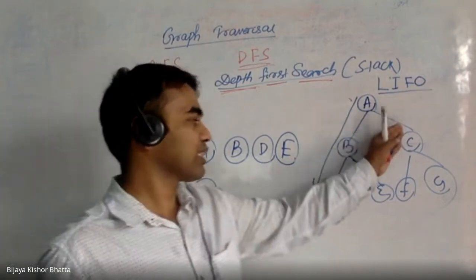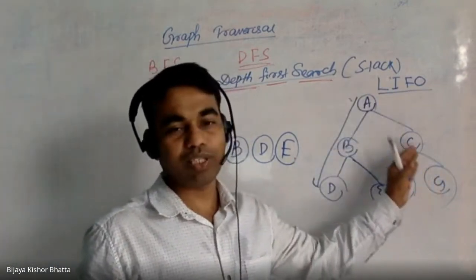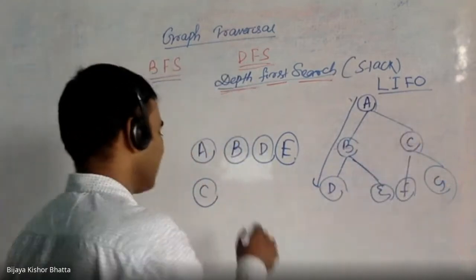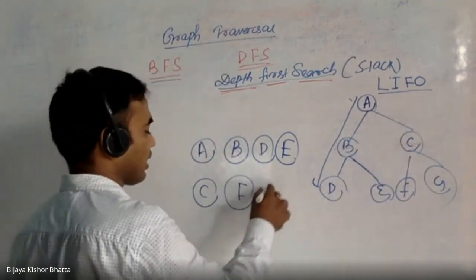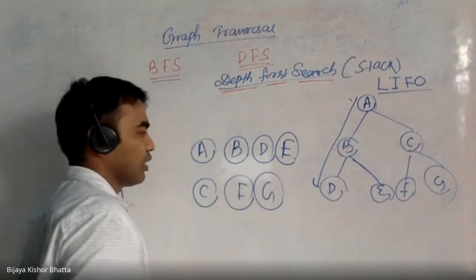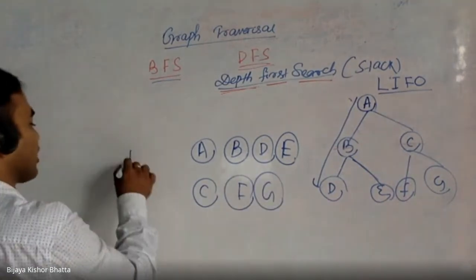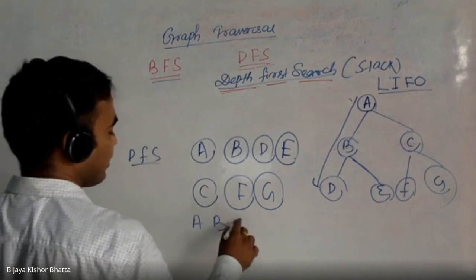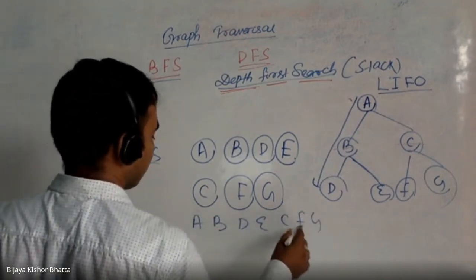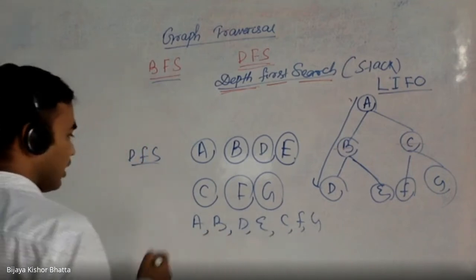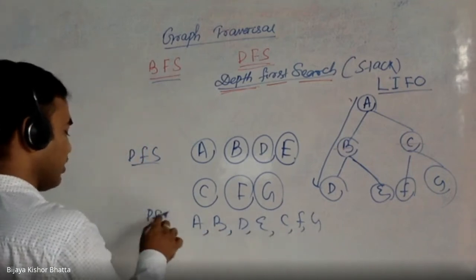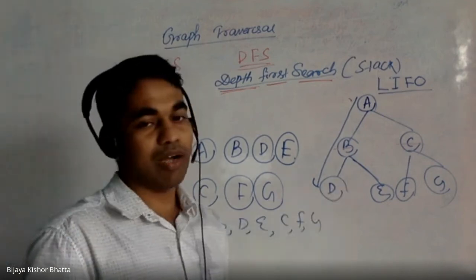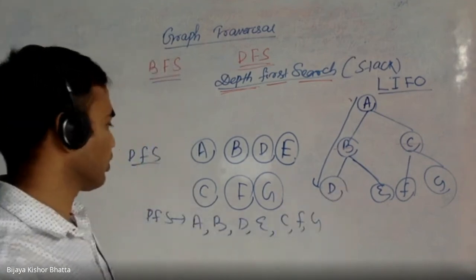Once I go for C, I will again go for depth. You can go for this depth or this depth, that is fine. Let me go for the left depth, so I will go for F. Once it is done, then I will go for G. So this will be my DFS traversal: A, B, D, E, C, F, G. That is the DFS traversal for this given graph.